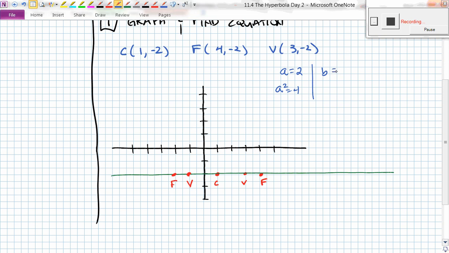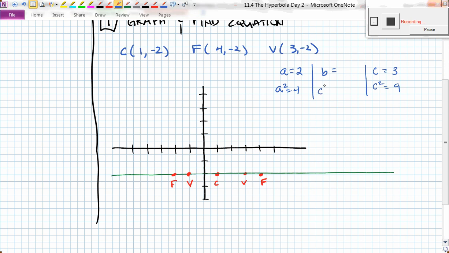I know B is the distance from the center to the top and the bottom of my box, which I don't actually have yet, so I'm going to hold off on that. But I do know that C is the distance from the center to the focal point, which is a distance of 3 units. So that means that C squared has to be 9. Is everyone okay so far? Now, what's the relationship between A, B, and C?